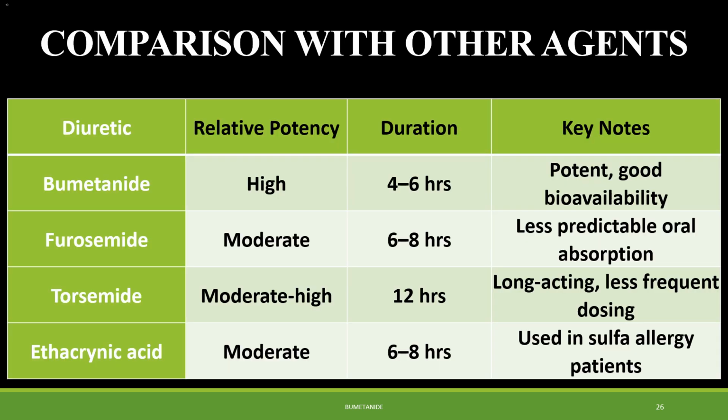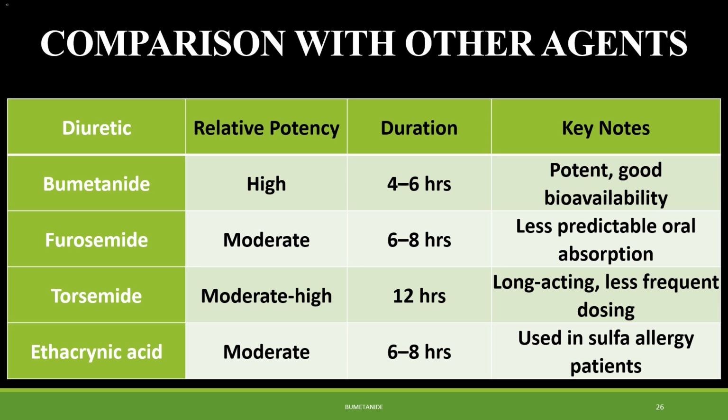Comparison of bumetanide with other loop diuretics. Diuretics compared. Bumetanide has high relative potency. Lasts for 4 to 6 hours. It's potent with good bioavailability. Furosemide has moderate relative potency. Lasts for 6 to 8 hours. Oral absorption can be less predictable.